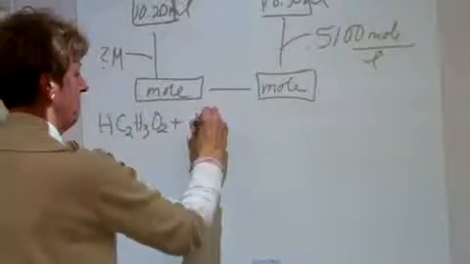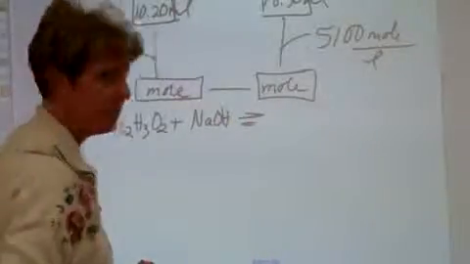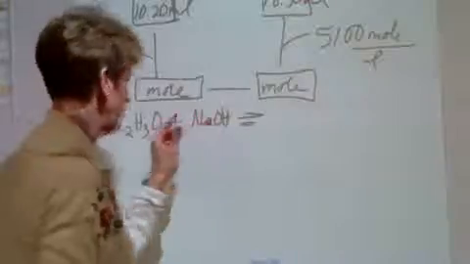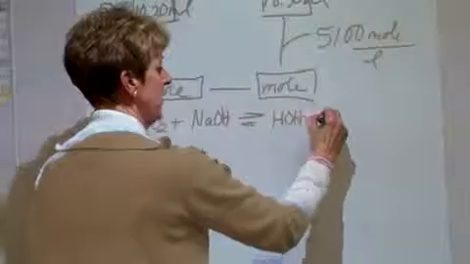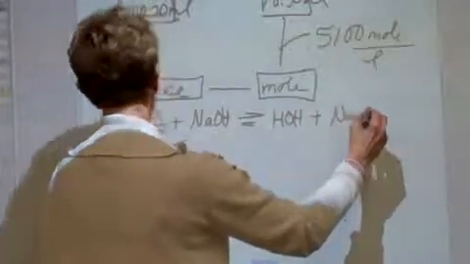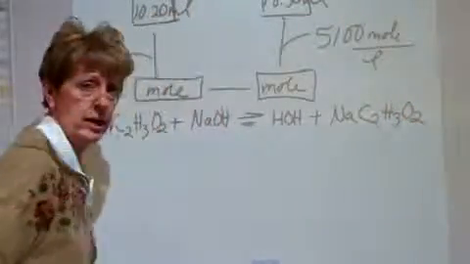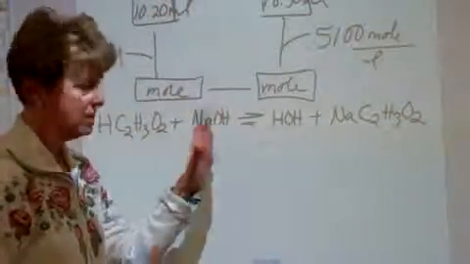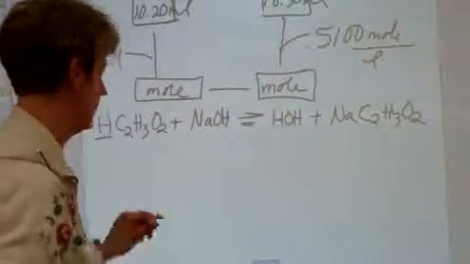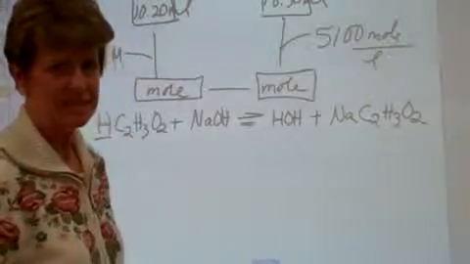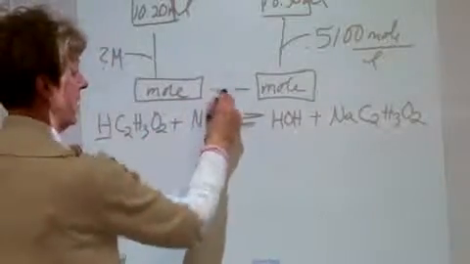HC2H3O2 plus some base would give us, I'm drawing the double arrows because it's a weak acid. Strong base, weak acid. And we would get our water, as we always do, and we get our sodium acetate. When you balance, it's only the one hydrogen that ionizes. We notice everything else stays the same. It's a 1-to-1 mole ratio. So we're going to use that here.